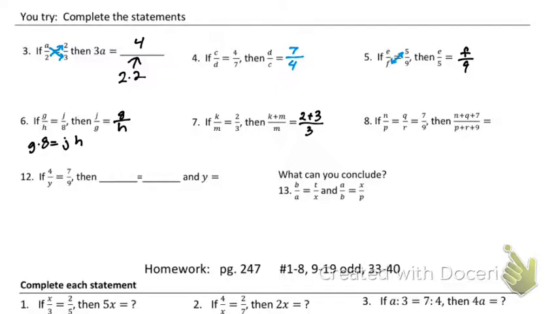All right, number 8 says N over P equals Q over R equals 7 over 9. Then N plus Q plus 7 all over P plus R plus 9 is going to equal what? There's actually a bunch of correct answers here, but there's one I'm looking for. Megan? N over P, 100% correct. I'm looking for a different answer, though. That is correct because N over P would be correct. Can anyone think of a different answer that we could use?